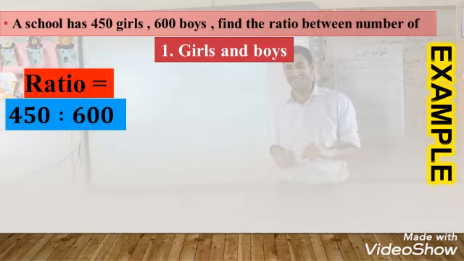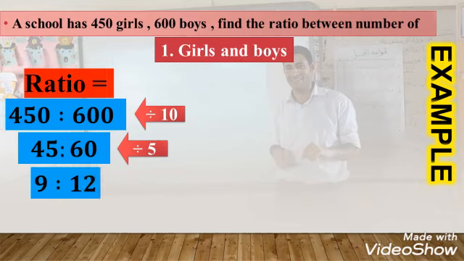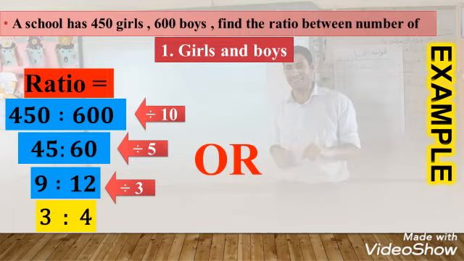Ratio equal 450 to 600. We can divide both of number by 10 and the result will be 45 to 60. We can divide again by 5. The result will be 9 to 12. And we can divide by 3. The result will be 3 to 4. Exactly, we can do this operation in one step.